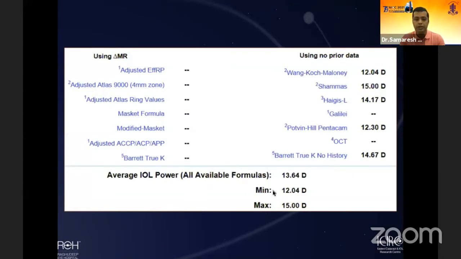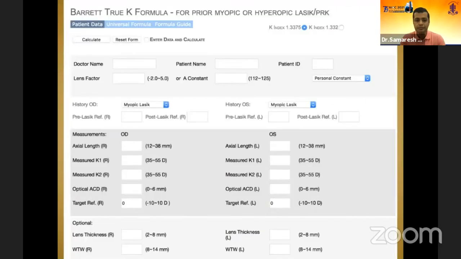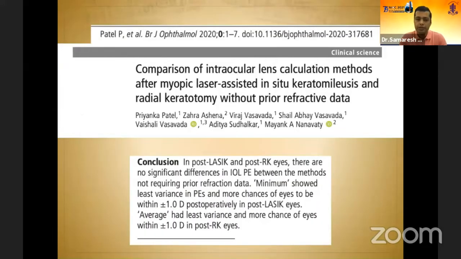It also gives you 3 ranges. It gives you average, minimum, and maximum. The Barrett True-K formula is also available on the ASCRS website, thanks to Dr. Graham Barrett. It's available for free for all of us to access. And once you put all the readings that you pick up from your topographies, the machine will give you a calculation.